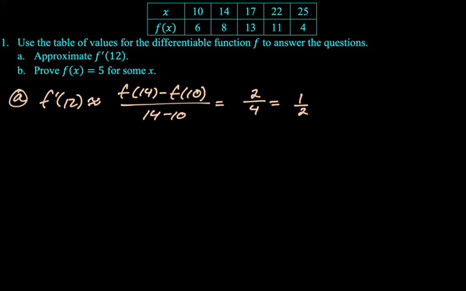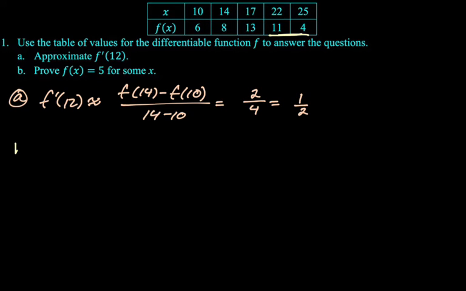Prove that f of x equals 5 for some x. So we have a table of values for f of x, and we want to prove something about f of x. This is almost certainly the intermediate value theorem. If it was about f prime, it would almost certainly be the mean value theorem. So in this case, I'm thinking IVT. I just need to find a place where I'm above 5 and then below 5. If you look on this interval from 22 to 25, we go from 11 to 4. So somewhere in there you must equal 5, but we've got to set it up, right?